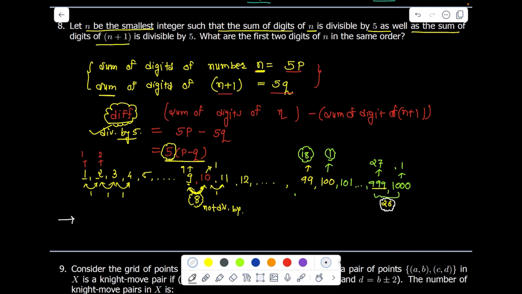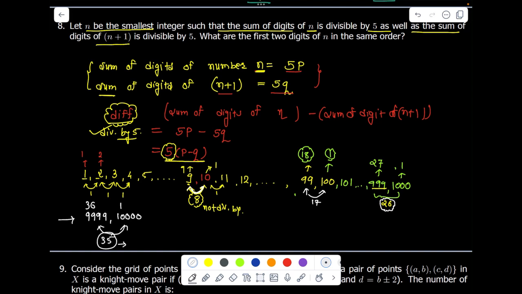Now the difference is changing. See here, when you go from 1 digit to 2 digit, and when you go from 2 digit to 3 digit, the difference is different. Here it is 17, here it is 26. So if I choose the numbers 9999 and 10,000, the difference of sums is, this is 36 and this is 1, so this is nothing but 35.